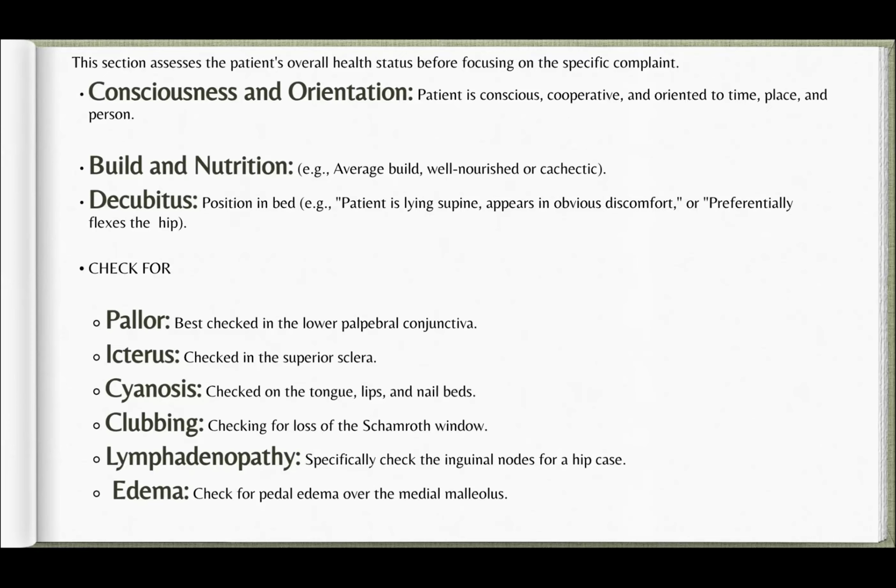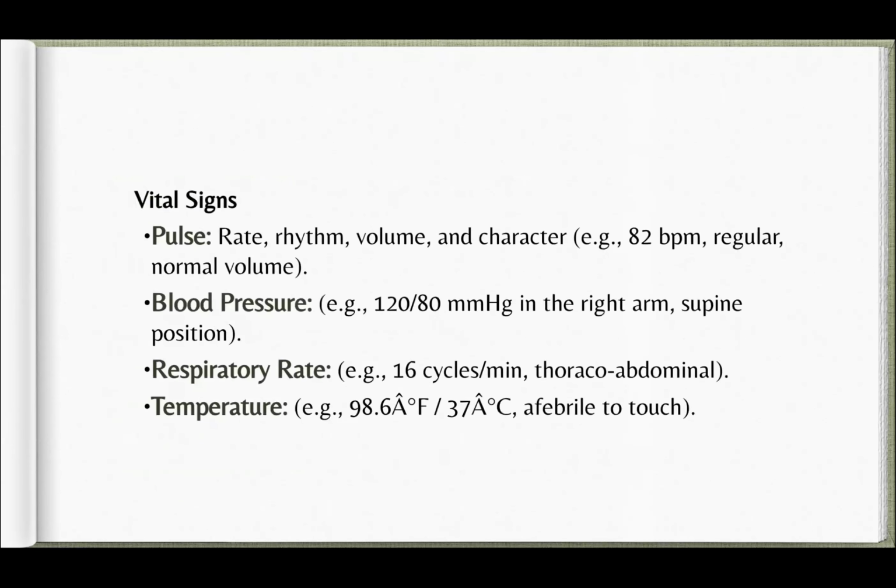Icterus, checked in the superior sclera for jaundice. Cyanosis, checked on the tongue, lips, and the nail beds. Clubbing, checked for the loss of Shamroth window. Lymphadenopathy, especially checking the inguinal nodes for a hip case. And edema, checked as pedal edema over the medial malleolus.